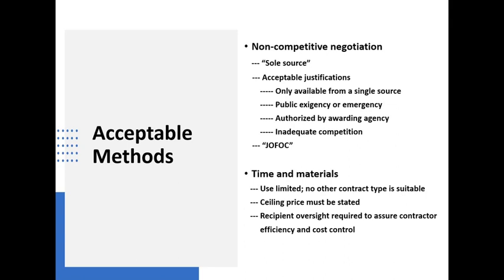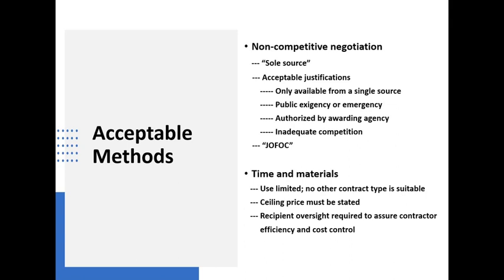Well, the government says if you're going to use a time and materials contract, it should be because no other contract type is suitable. In a time and materials contract, a ceiling price has to be established, not to exceed X dollars. And there is a requirement that the recipient or subrecipient engage in oversight to assure that the contractor carries things out efficiently and with the ability to control costs. In other words, you've got to watch them, and that clearly takes more effort than what might be occurring under another contract type.